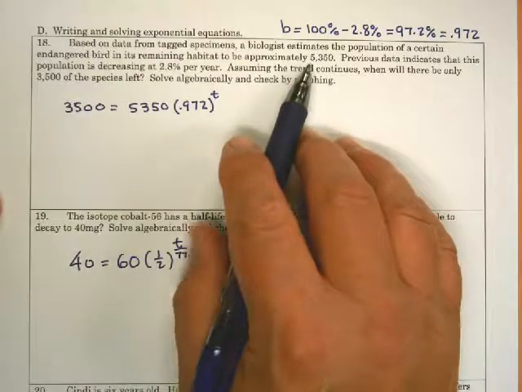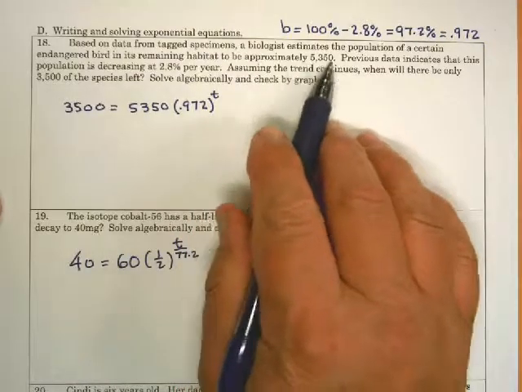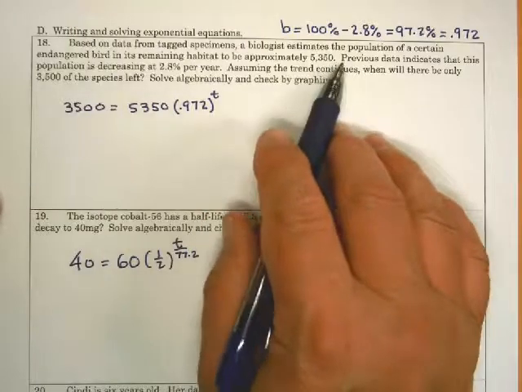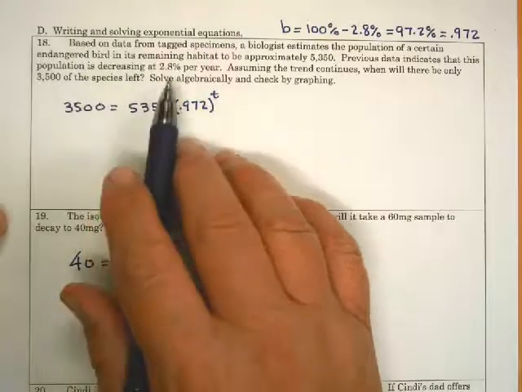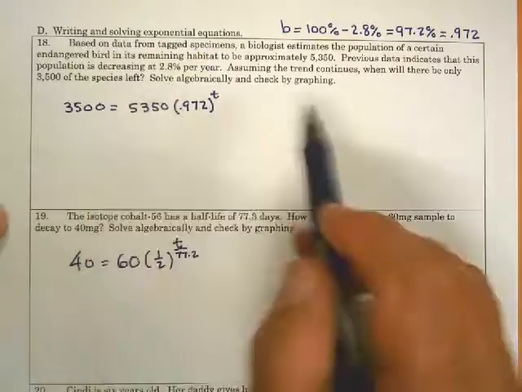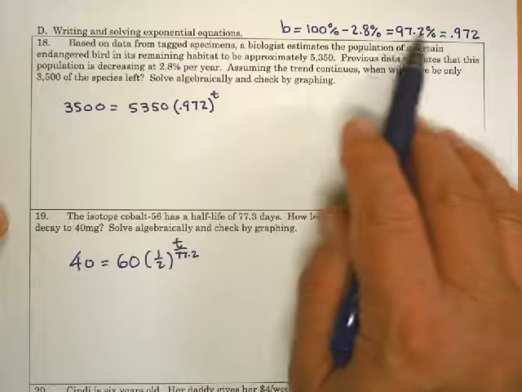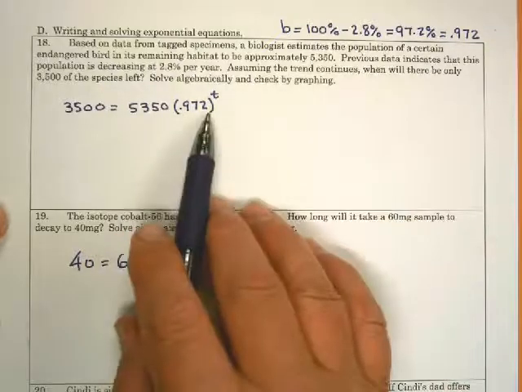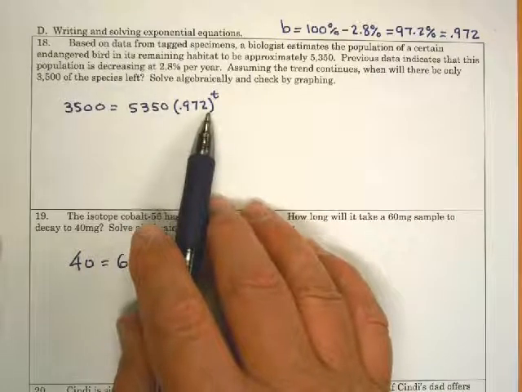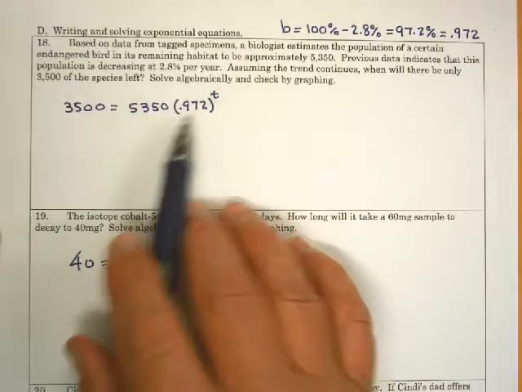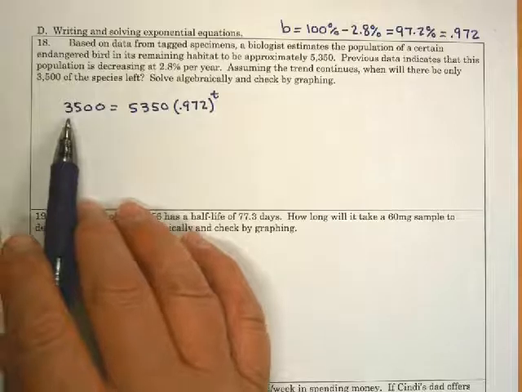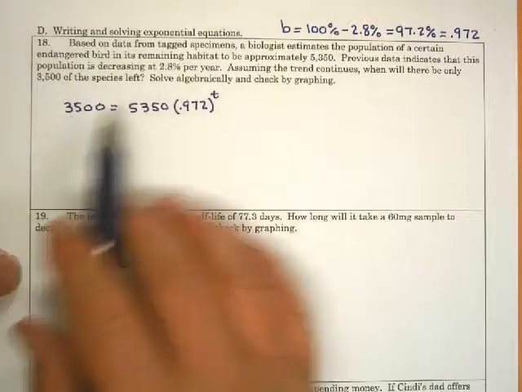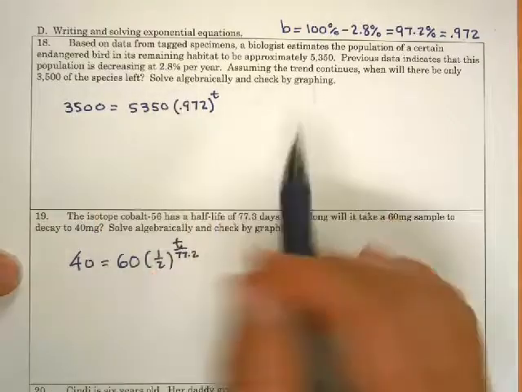The biologist has a way of estimating that there are about 5,350 of these birds at the start, but unfortunately they're decreasing by 2.8% per year. So you can see the calculations up there to figure out this base of 0.972. He or she wants to know when this 5,350 will finally decrease to a more critical level of only 3,500 of the species left. So we're going to solve this algebraically, and then we'll check by graphing.